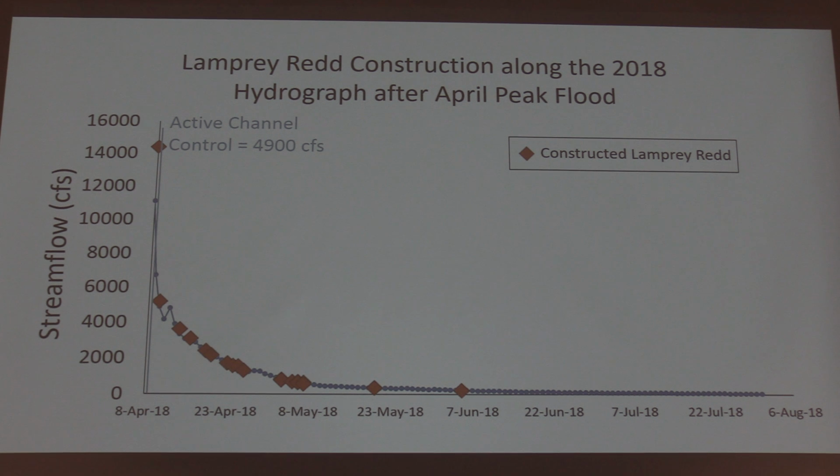And then there is that outlier way up high. That was a brave soul that constructed its redd somewhere over 10,000 CFS. That estimate around 14 might be a little bit high because the curve changes when flows get that high.